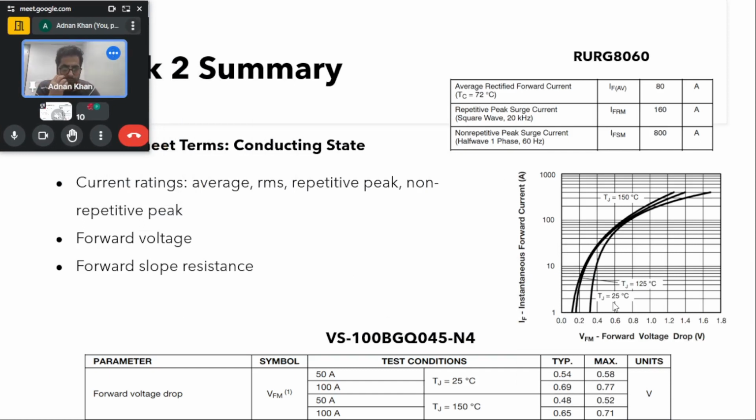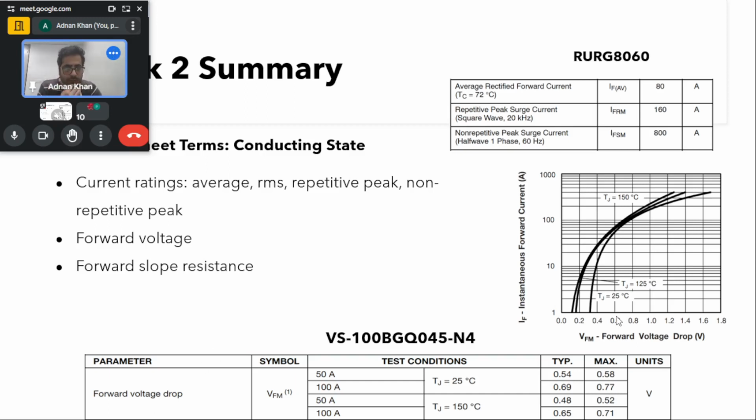You can see here at the bottom, this data is usually given with every data sheet of a particular component. We have a forward voltage drop of a diode, and there are conditions associated with this. If we have 50 amps of current flowing at 25 degrees, then what is the typical forward voltage drop? The typical forward voltage drop is 0.54 volts, and maximum it can go up to 0.58 volts.